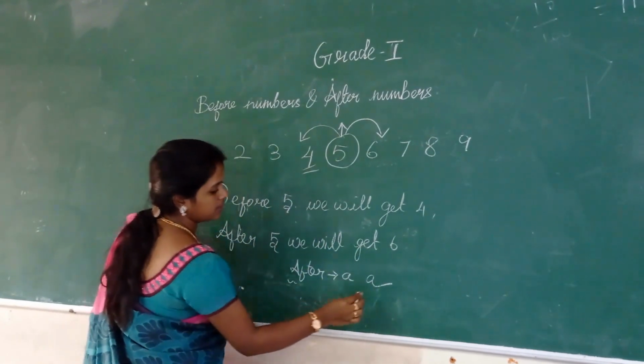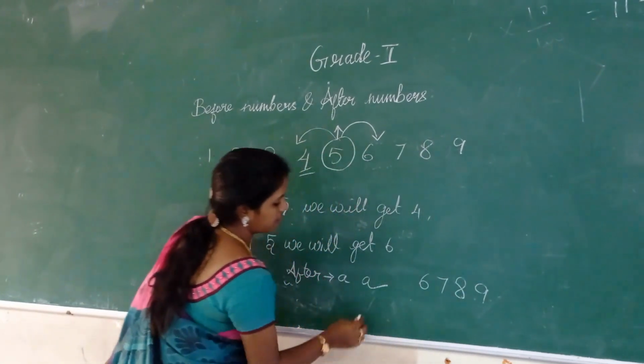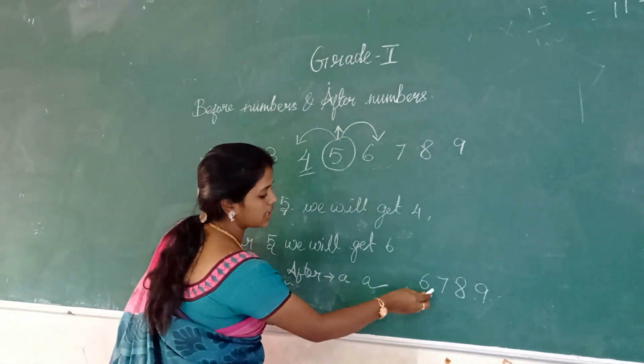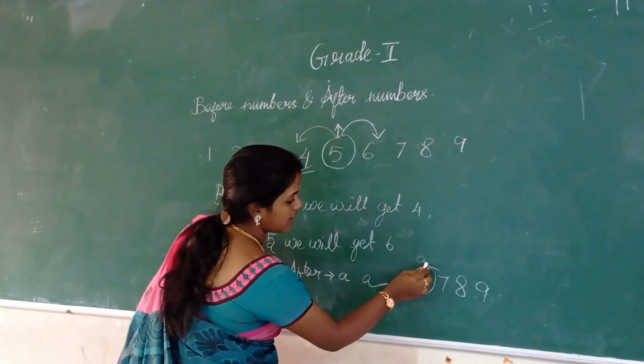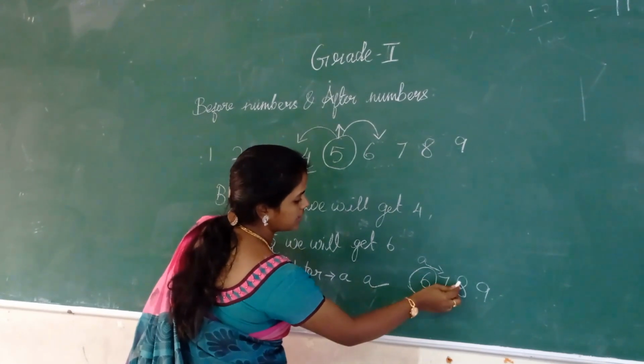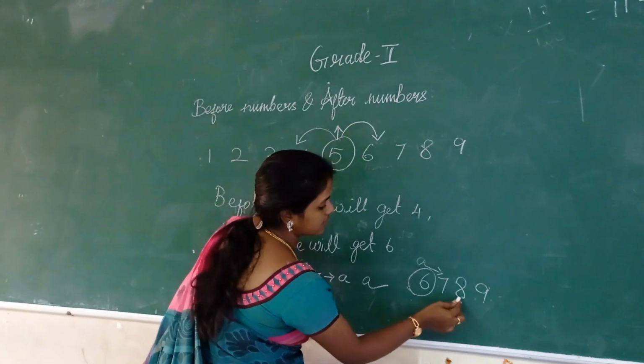For example, if I ask you to find the numbers which come after 6, write a here and see where the curve is looking: 7, 8, 9. So after 6 you will get 7, 8, 9.